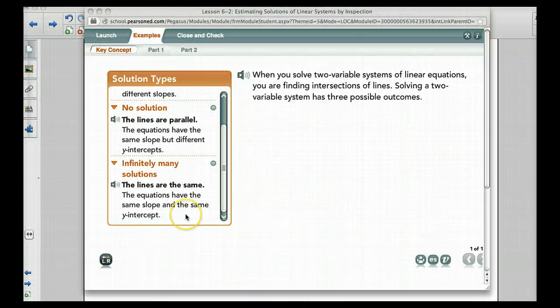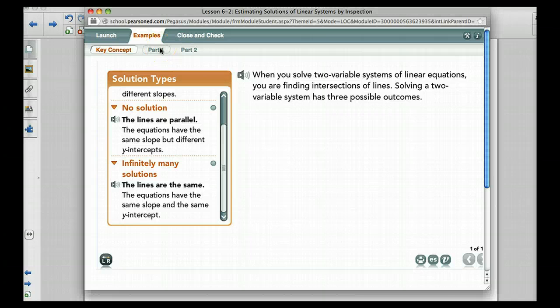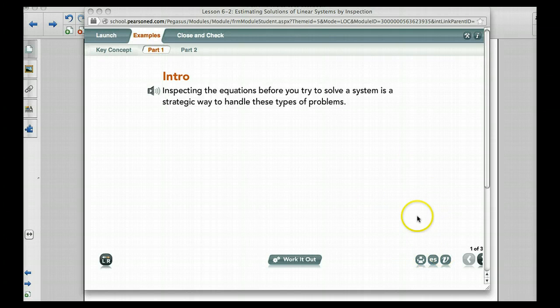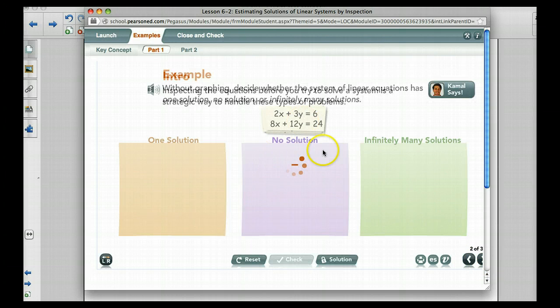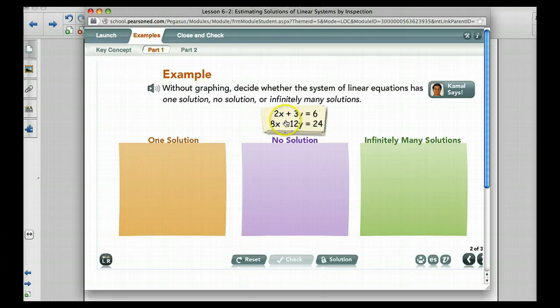So once we've written those notes, I want you guys to actually go to your other window and click part 1. Once you click part 1, a page should come up looking like this. Then click next, and you're going to go to 2 of 3. And this is where the drag and drop comes up. So what we're really determining is whether these have one solution, no solution, or infinitely many solutions. They're all systems.